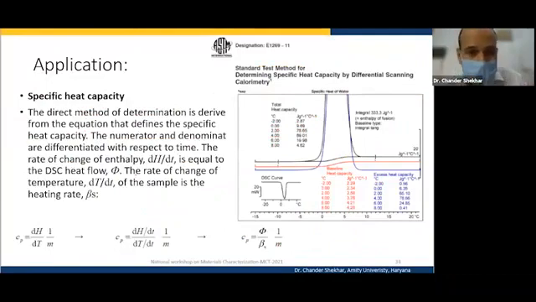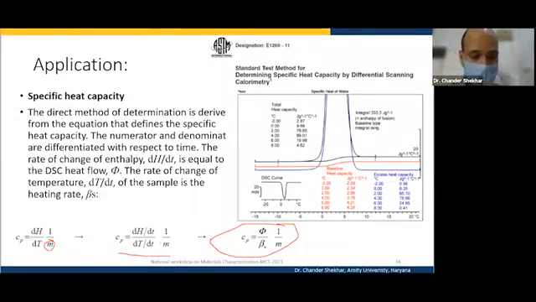The other important application of this is the measurement of specific heat. There are various methods. Okay, there's a direct method. There is the method using the sapphire. In the direct method, the heat flow rate is divided by the heating rate and then the weight of the sample, and that gives us the heat capacity. That is the direct method.